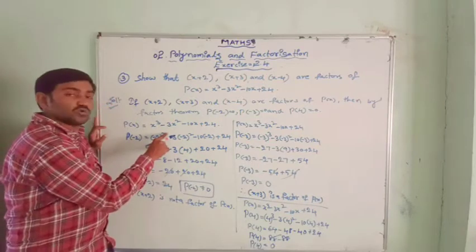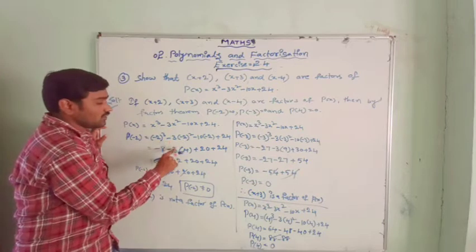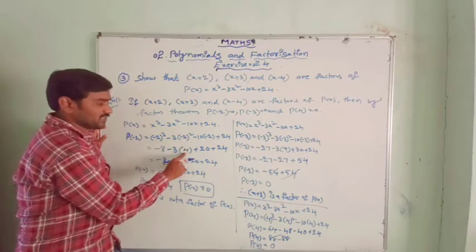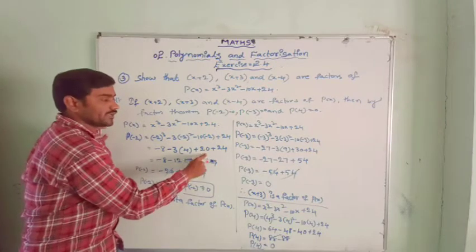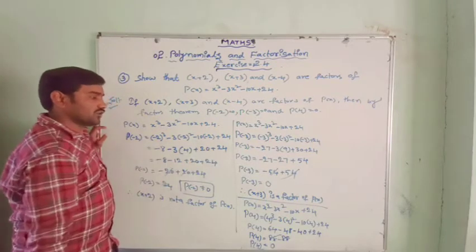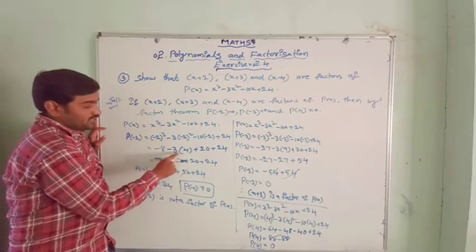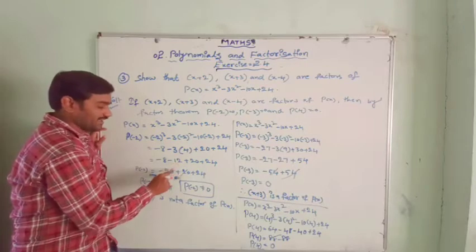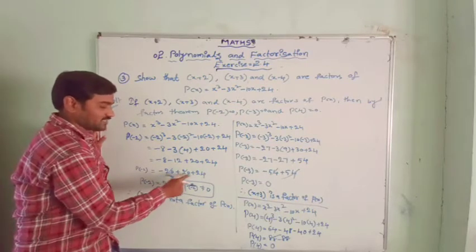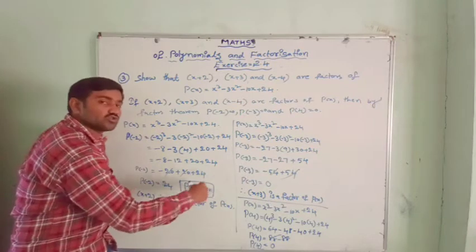So minus 2 whole cube is minus 8, minus into here minus 2 whole square is plus 4. Here minus into minus plus, 10 2s are 20, and here however plus 24. Then here you see minus, 3 4s are 12, minus 12, minus 8 minus 12 is minus 20. Here plus 20 will get cancelled. At last you got 24. That means here p of minus 2 is not equal to 0 you got.